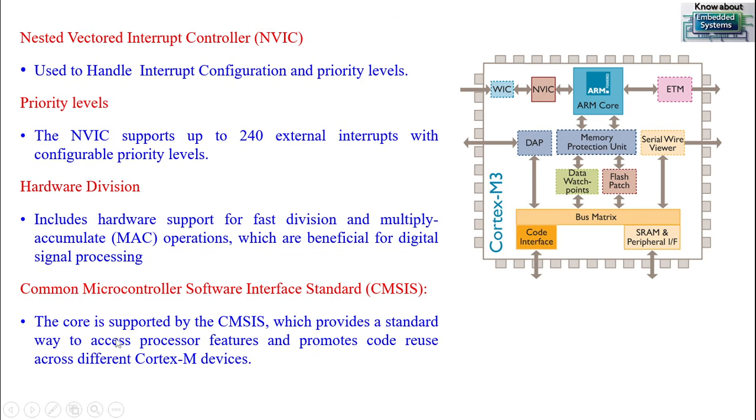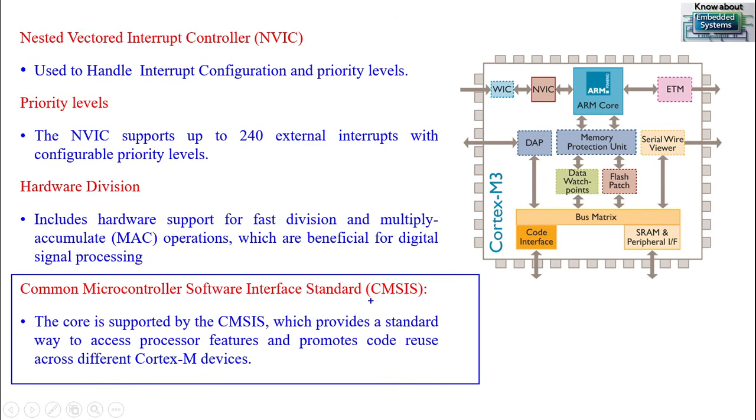Okay, and then we have CMSIS here. Our Cortex M3 processor also supports something called CMSIS. CMSIS stands for Common Microcontroller Software Interface Standard. So what is the meaning of this? This is a standardization of your coding mechanism. With the help of the CMSIS concept, most of the functions related to the Cortex M3 processor we can reuse in different microcontrollers. That is what he's telling here.